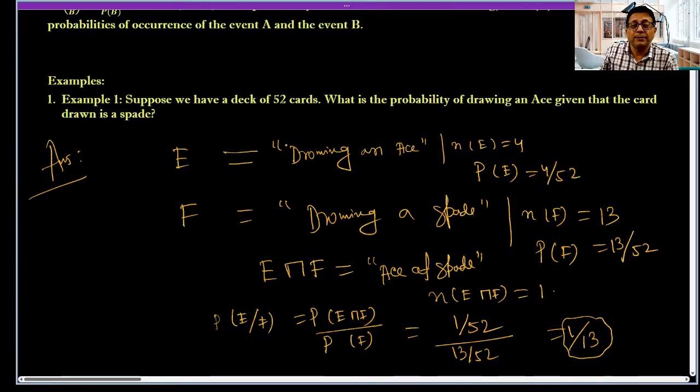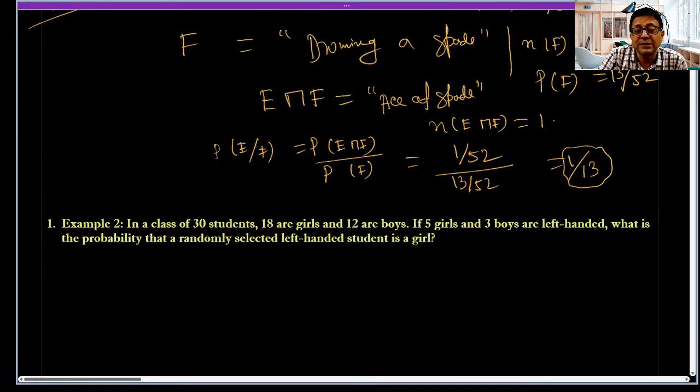Some of you have arguments with me that why not? This we are writing just n(E∩F) by n(F). My request, please don't do it in board paper. Board paper, go by this definition. n(E∩F) by n(F) will give you the same answer, but you will be writing in terms of probability. So probability is 1 by 13 in this case.